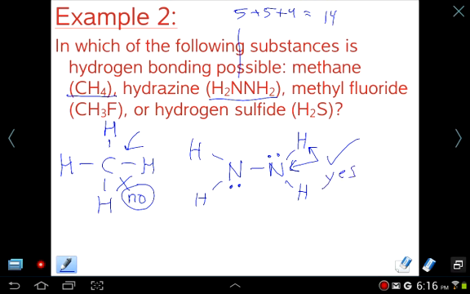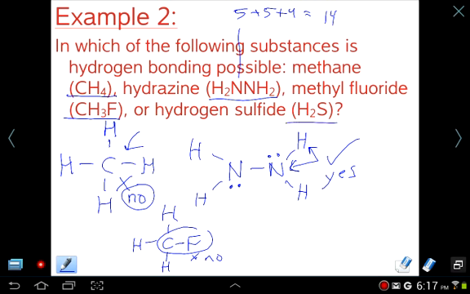How about CH3F? Now it looks as though hydrogen and fluorine are present, so this should work because fluorine is a very electronegative element. However, the way it is attached, the hydrogens are actually not directly on the fluorine, and because the hydrogen is not directly on the fluorine, there is no hydrogen bonding possible. The C-F bond does not create hydrogen bonding. Remember, it has to be hydrogen, which is essentially one proton, one electron, that this works with.